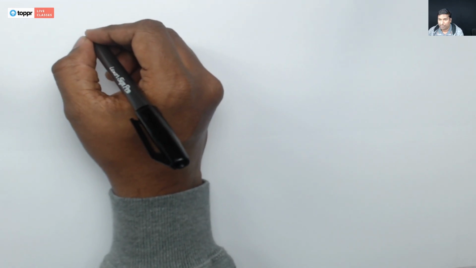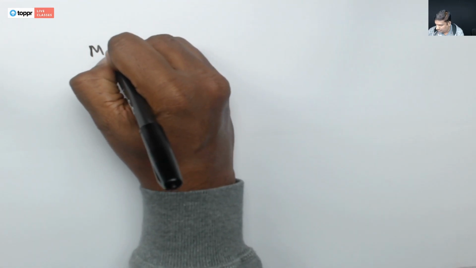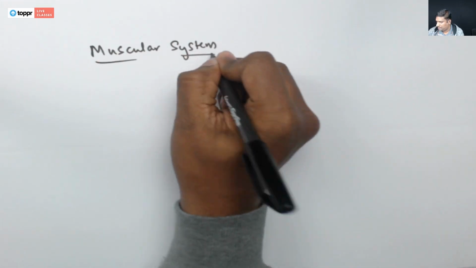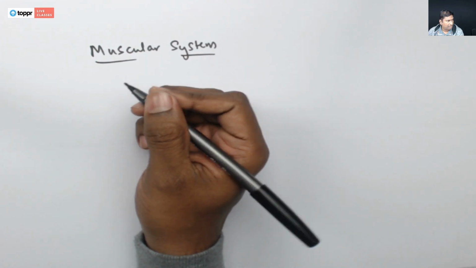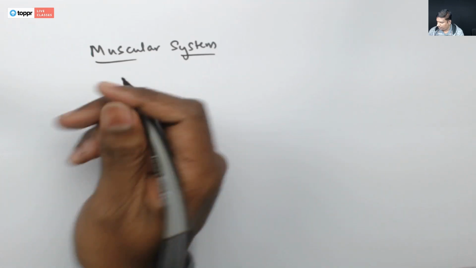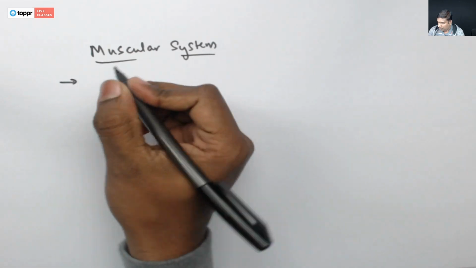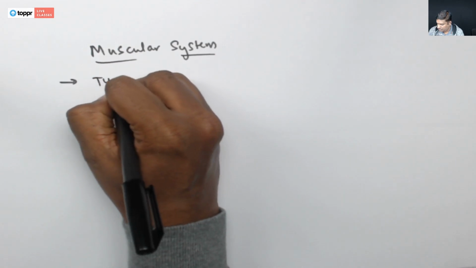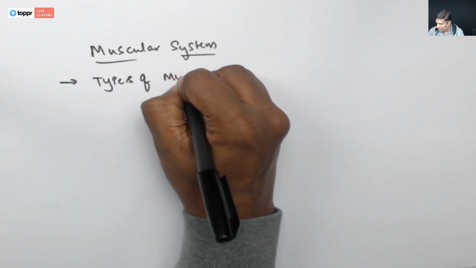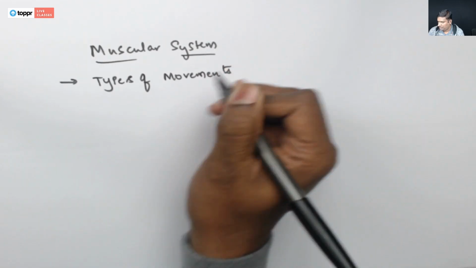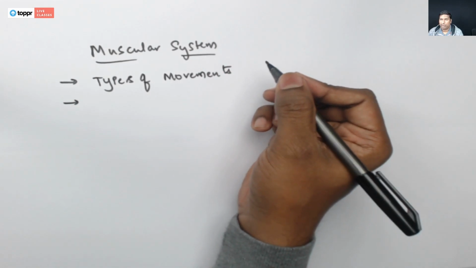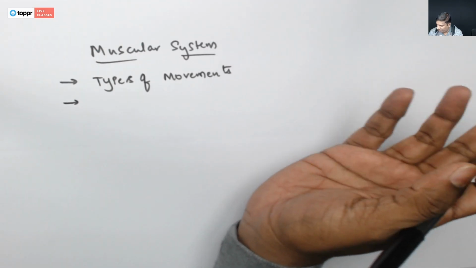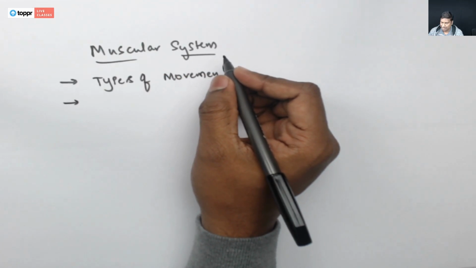So the topic for today, as you are all aware, is the muscular system. We'll start with the various types of movements that you see in the cells of the body, where we'll be discussing amoeboid movement, ciliary movement, flagellar movement, and finally we'll end by discussing the muscular movements.